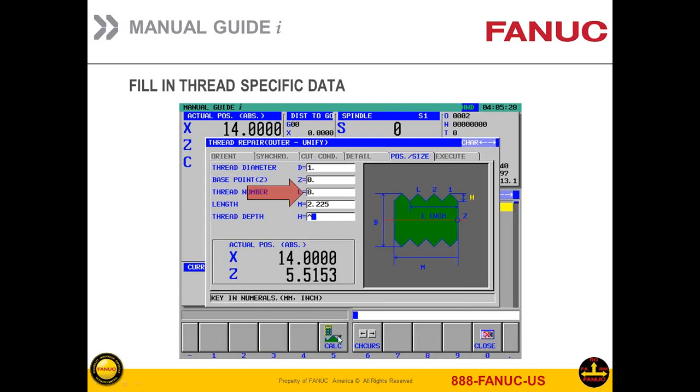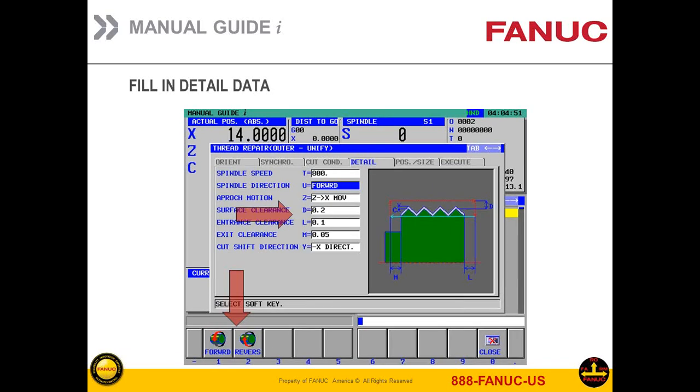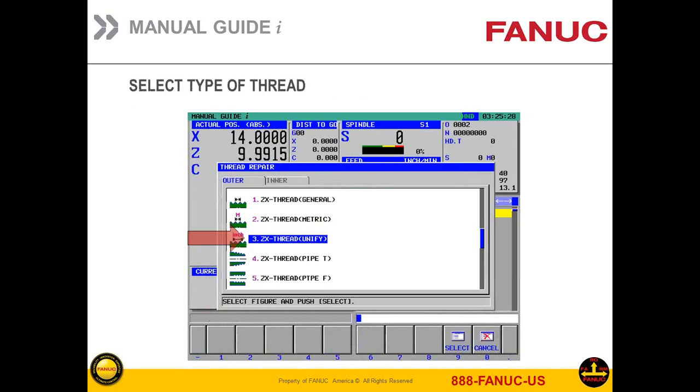And as you can see, it's got a soft key down here that says calculate. So it will actually calculate the depth of your thread if you wanted to, or if you know the depth of the thread based on your print, you can put it in manually. And then once you do that, it goes to this other screen. The first thing you want to do after you've done that is move the tool out of the thread, because it'll make you do that. Then you press OT off, and what that does is cancel the orient, and then you press start. Okay? And then it'll go back in and redo the thread.